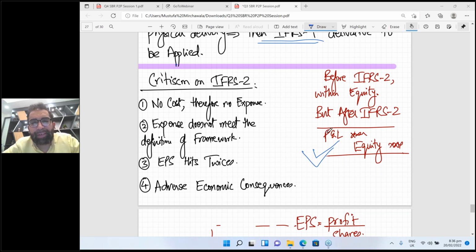So now when IFRS 2 said to make this entry, P&L debit, big expenses started going into P&L. So the whole accounting world stood up, and they raised these four questions. They said these are the problems with IFRS 2, but the standard board gives the reply.